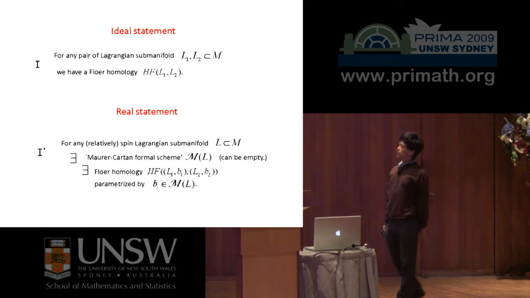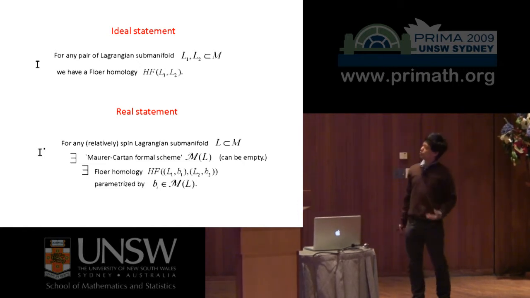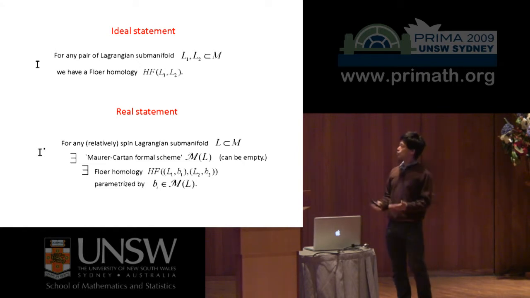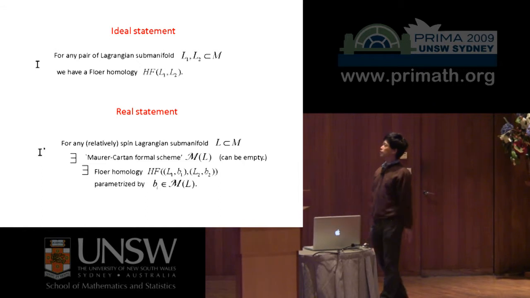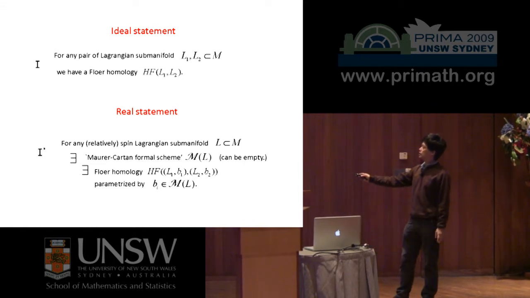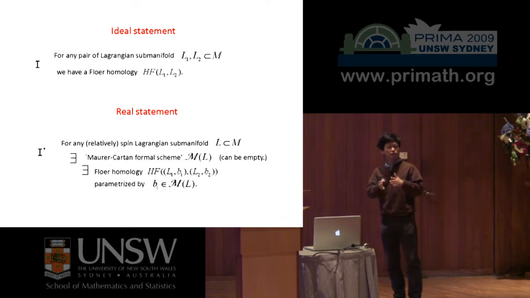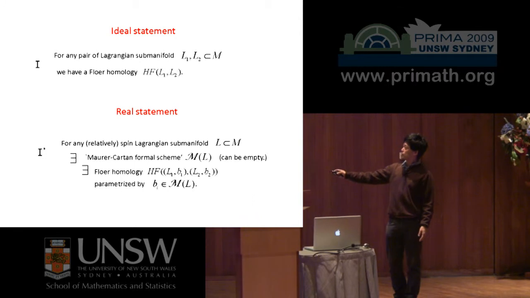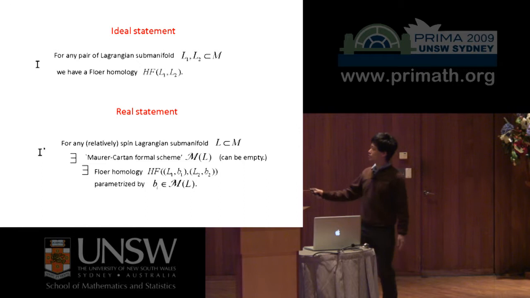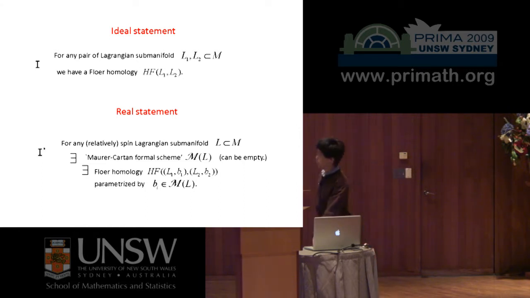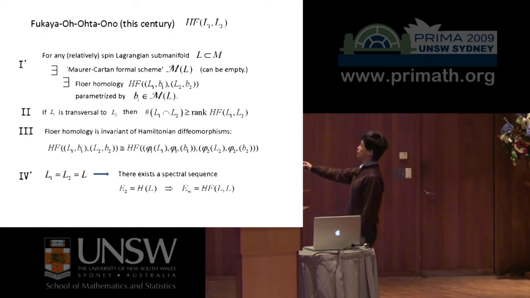So Floer homology has some extra parameter which we call the Maurer-Cartan formal scheme. Floer homology does not depend only on Li, but also on some sets which we call the Maurer-Cartan scheme. In this generality we can define Floer homology, but unfortunately this set can be empty. In the case where this M of L is empty, we cannot do anything. But in many cases we still have this non-trivial set, and we can define Floer homology. We cannot expect everything to hold, so this is something we can do. Maybe the best we can do. So this is about the first statement.